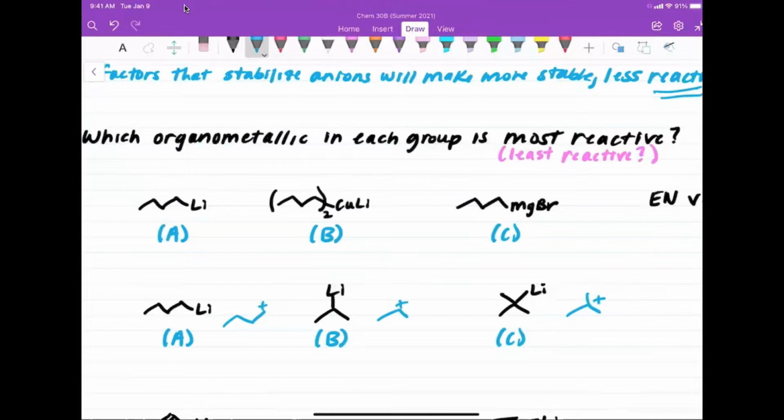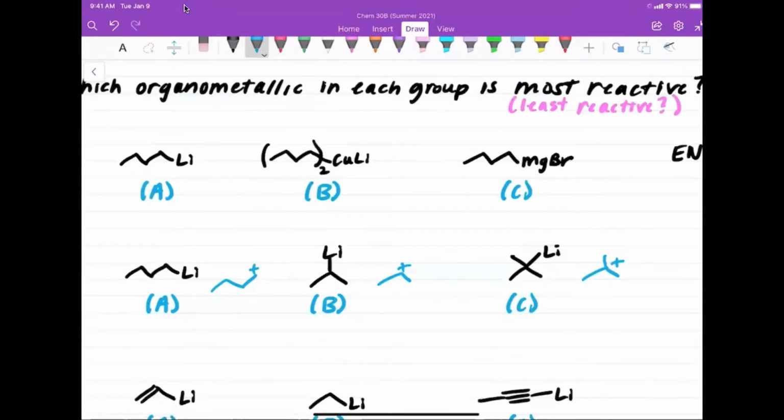So here it'll be a little more straightforward: the more stable we argue that thing is, then the less reactive it is. If it's less stable, it's more reactive. So we don't have to do the weird thing we do with acids where we say, oh, this is more stable, so on the other side it's more reactive. We don't have to do that part of it.